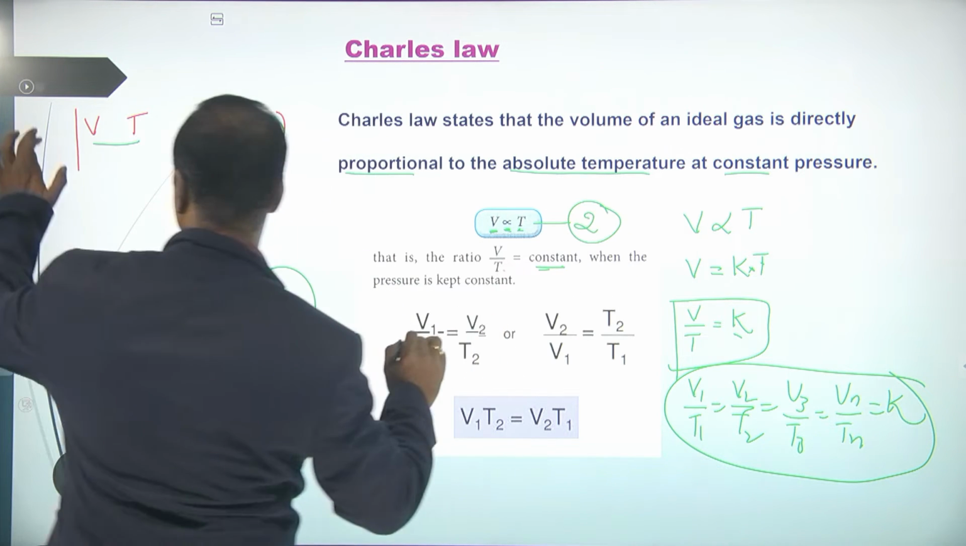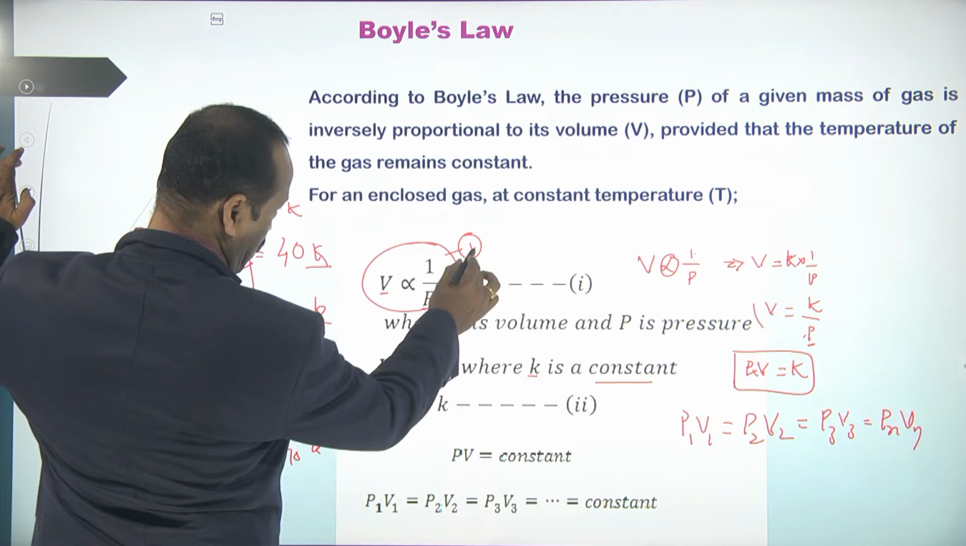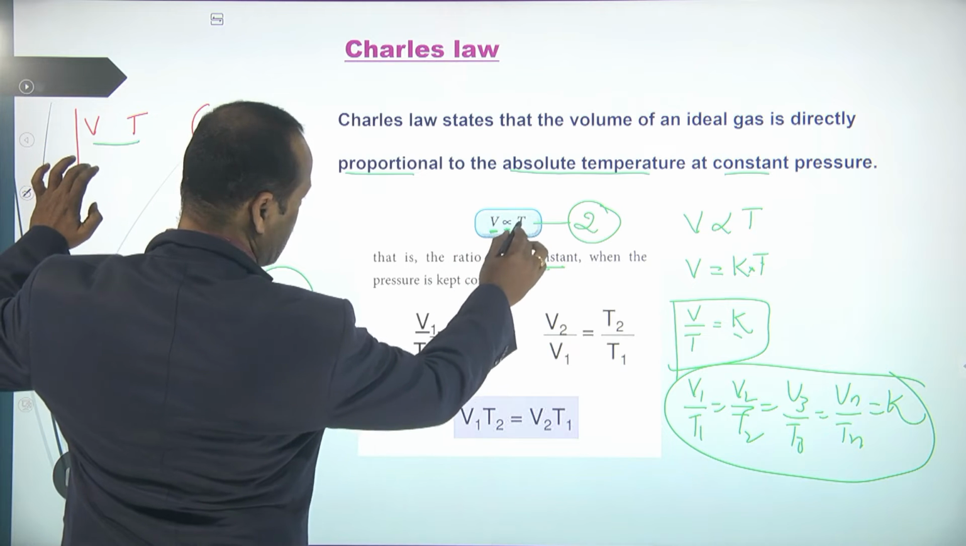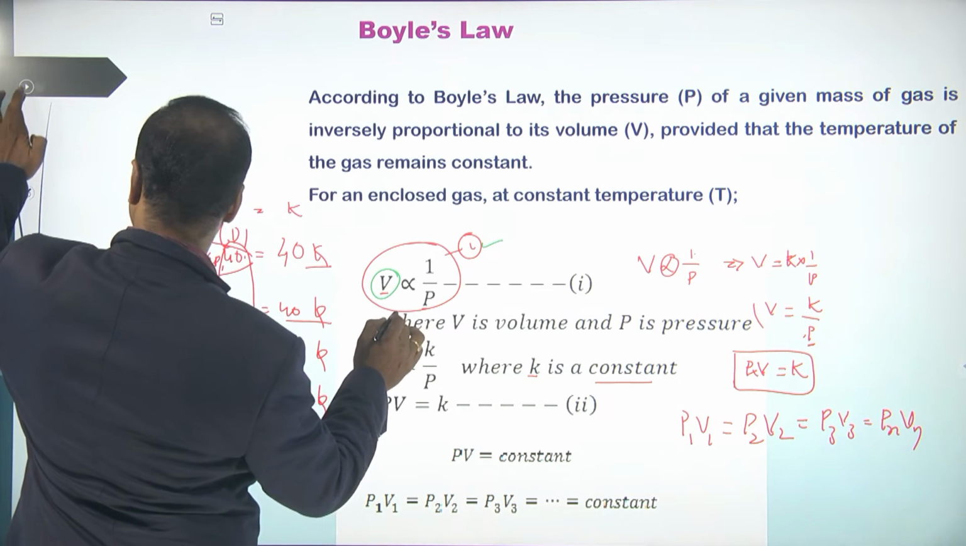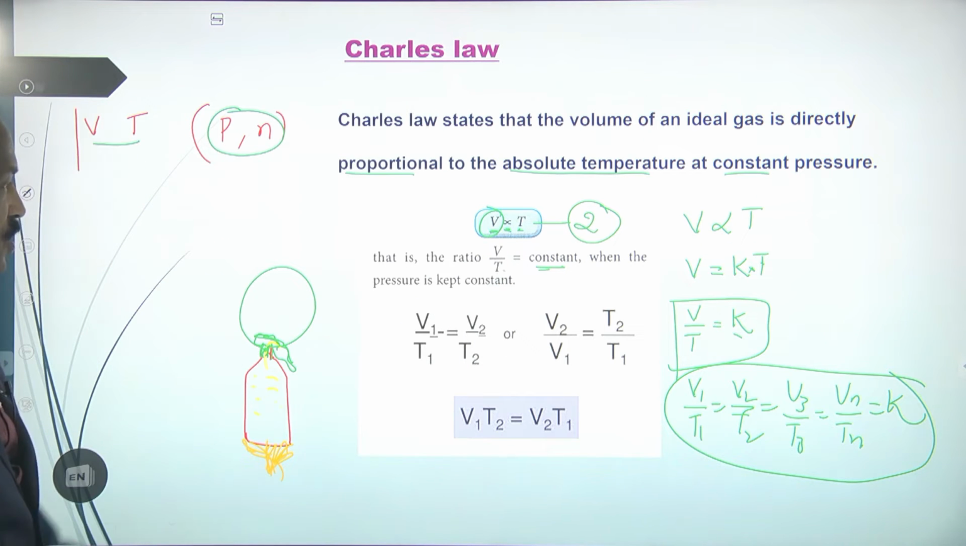In the last slide what we have seen, V is inversely proportional to P. This I said you to remember. Now in the next slide what I have seen, V is directly proportional to T. So here also V is there and here also V is there. Remember that. Is this clear? Take the screenshot of this one.